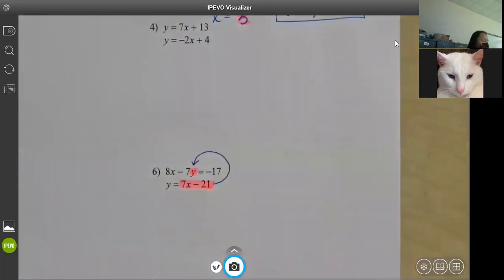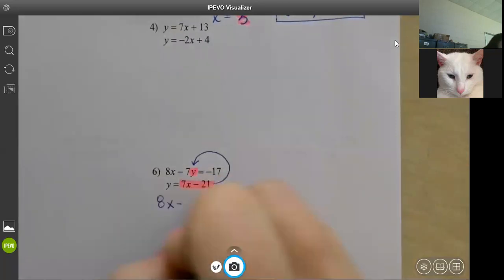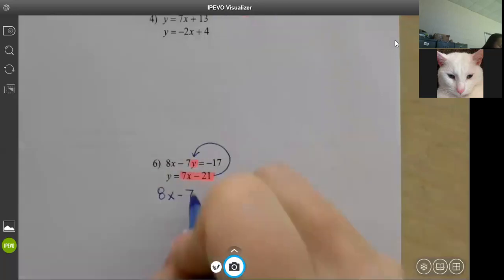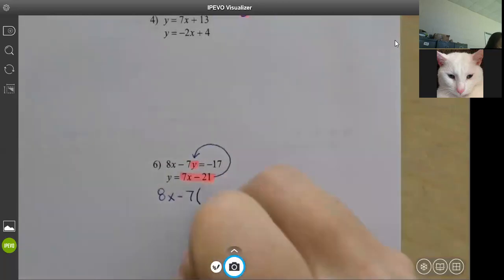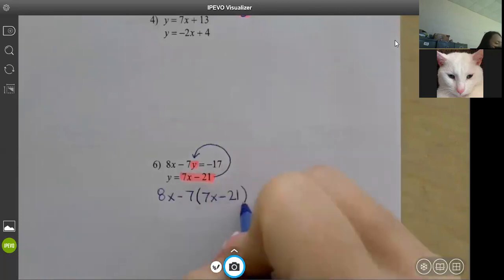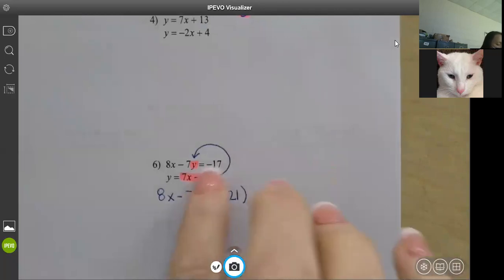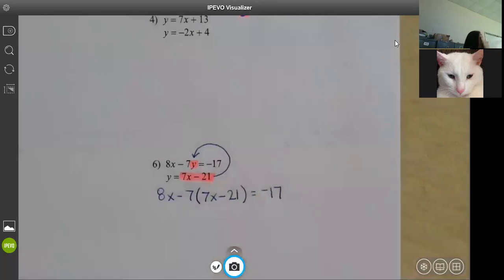So as you copy down the first equation, it is 8x minus 7. Instead of y, I'm going to put a parenthesis and all of this other pink that I've highlighted, the other equation, 7x minus 21. And then continue with my equation, equals negative 17. That is as hard as substitution gets. Everything else you should know how to do solving wise, okay? So how would I solve this one? This one looks crazy.